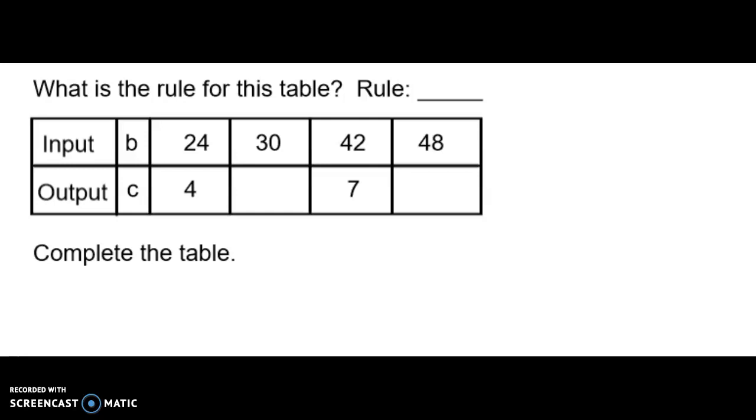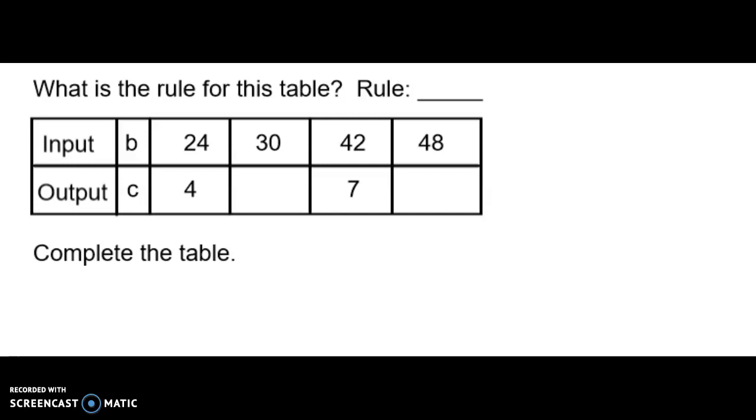All right, so with this table, the question says, what is the rule for this table? And then it gives you a spot to put the rule. And then you have the input in the variable b: 24, 30, 42, and 48. On the output row, you have a variable of c: 4, blank, 7, blank. So we have to find the rule and we have to complete the table.